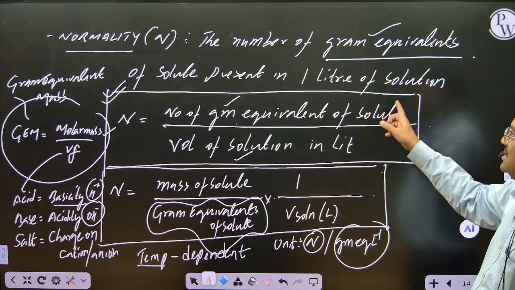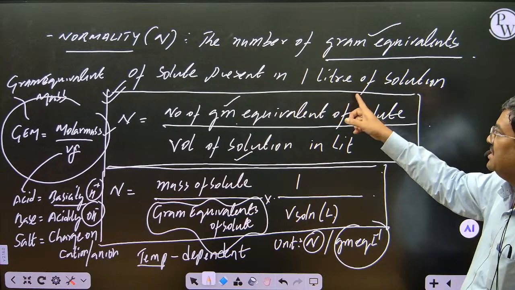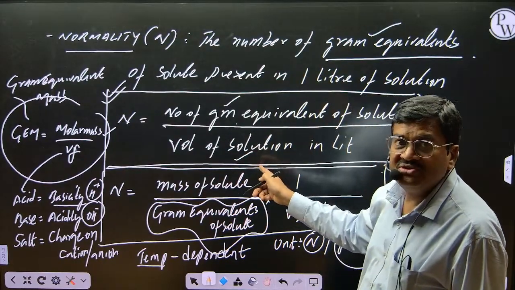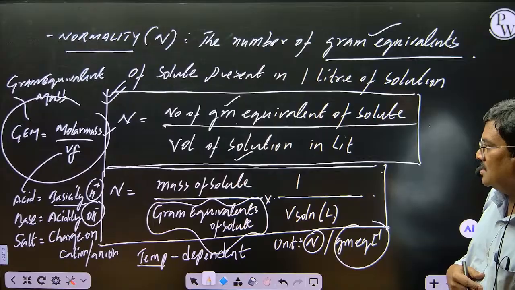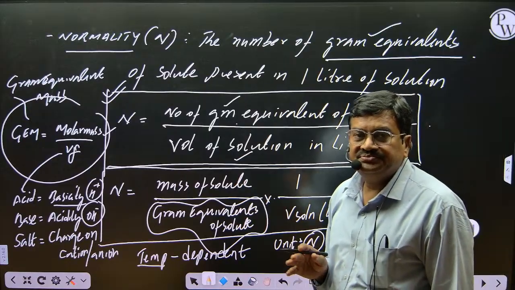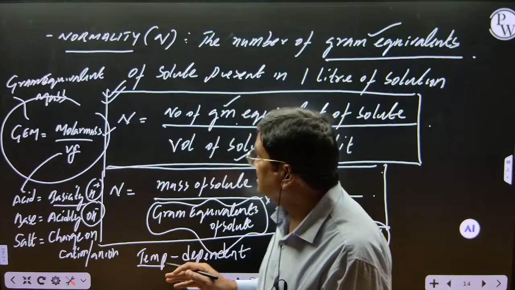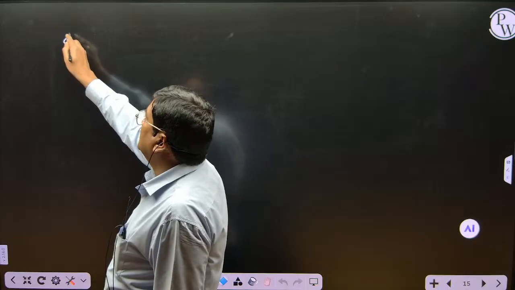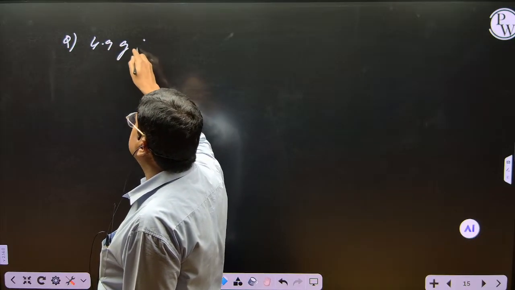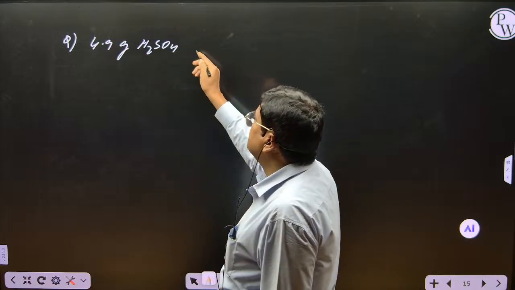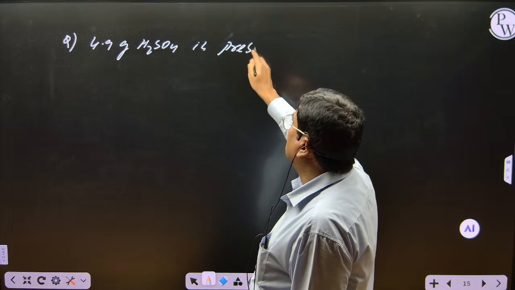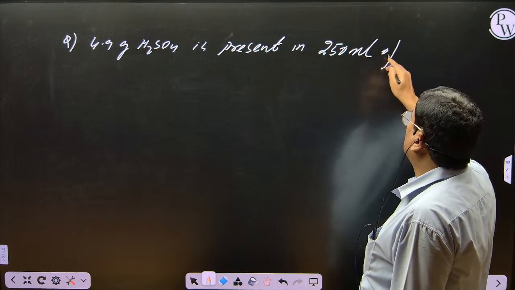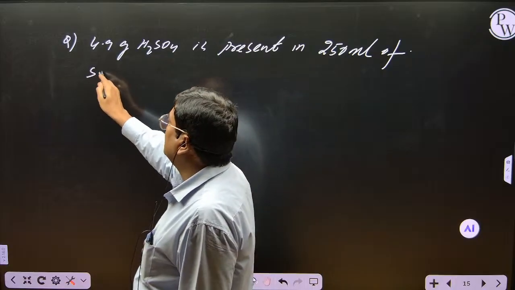So this is what normality is. Normality is nothing but the number of gram equivalents present in 1 liter of solution. So normality is given by number of gram equivalents of solute by volume of solution in liter. Clear? Copied all of you? Now write one question on this. Write a question. 4.9 grams of sulfuric acid is present in 250 ml of solution. Then find its normality.